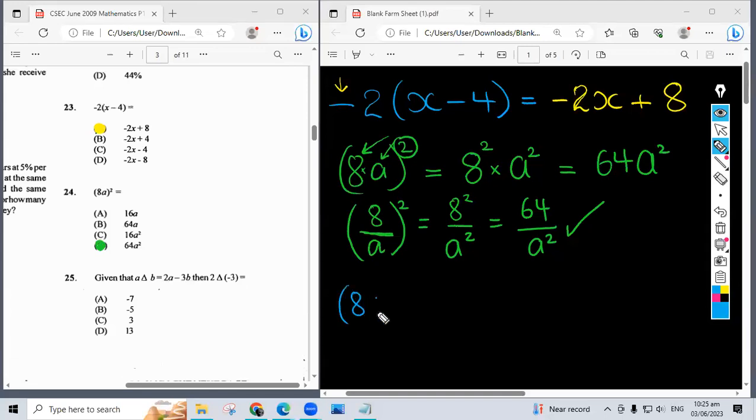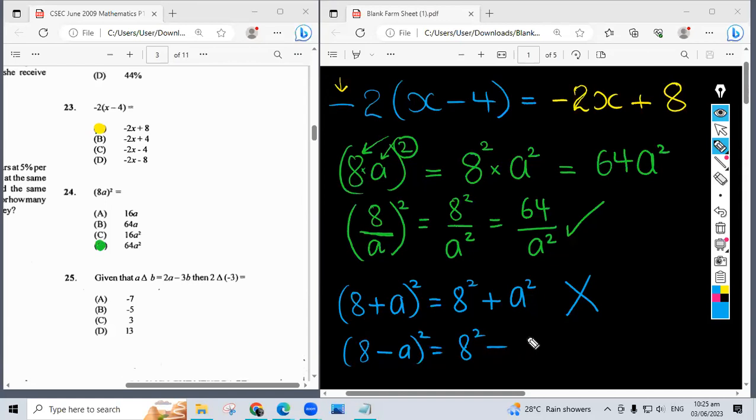But if it was 8 plus a, all squared, and you decide to put 8 squared plus a squared, extending that squared to both of them, that would be wrong, and that's not allowed in maths. It only works for multiplication and division. If I had 8 minus a squared, and I decided to put 8 squared minus a squared, that is also wrong, right? For those who came to class on Tuesday, I think I mentioned this in the Tuesday class as well. All right, so I hope that clears up, because you don't know how the examiner is going to twist around the question for you all.